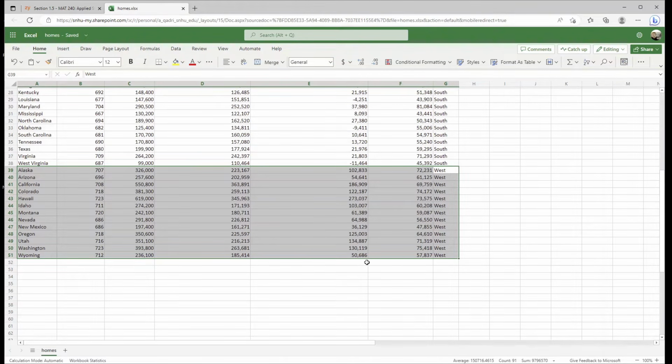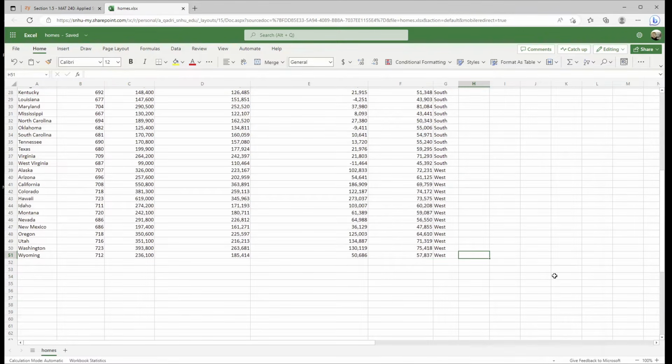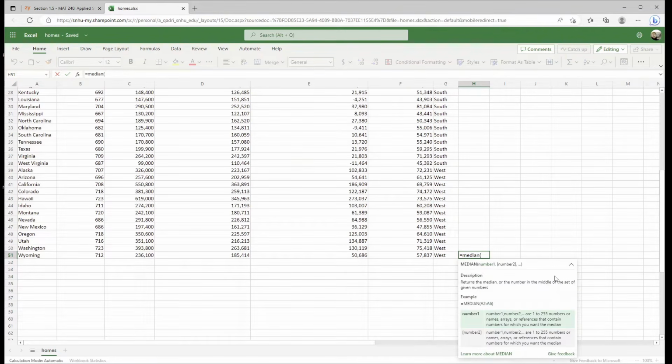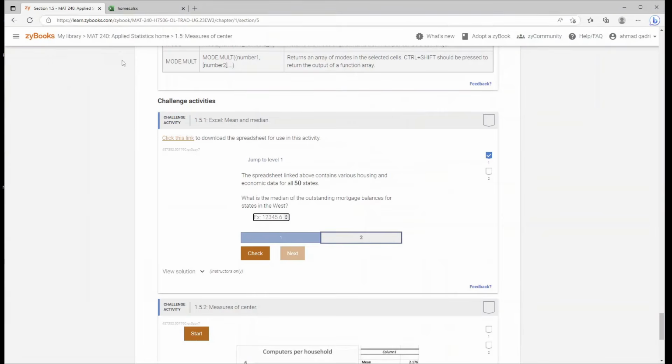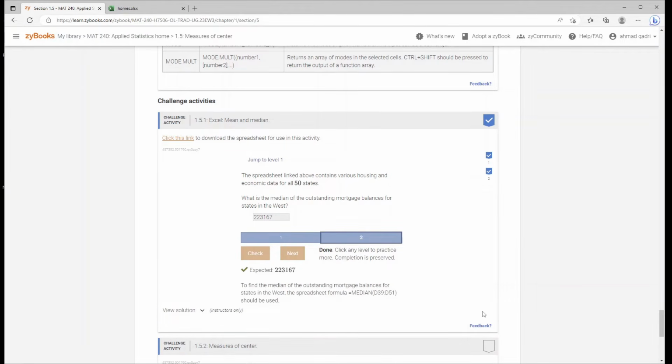All right, so I can calculate that here. I will say equal MEDIAN, just type out the median, which is a formula in Excel, calculates the median, parentheses, and then for the West, so these are the amounts here. And parentheses again, and the answer is 223,167. So I will type 223,167 and check, and that is the correct response.